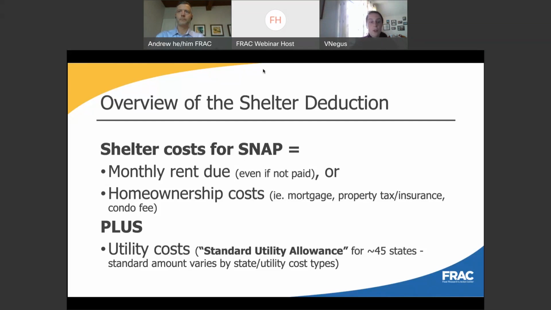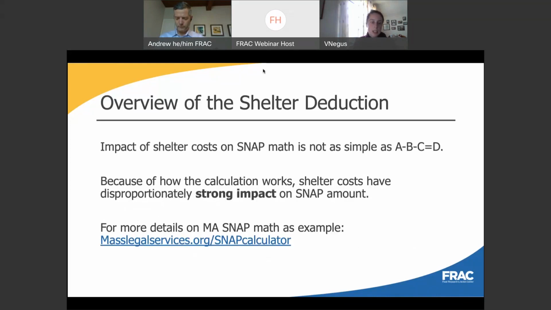And then the second piece, for homeowners, is a set of home ownership costs: their mortgage principal, property tax and insurance if it's separate from their principal, a condo fee, those discrete home ownership costs. That shelter cost is combined with the household's utility costs. In Massachusetts, along with about 45 other states, utility costs are built into the shelter deduction through a standardized number that varies by state and by the type of utility costs being claimed by the household. Next slide, please. Thank you.